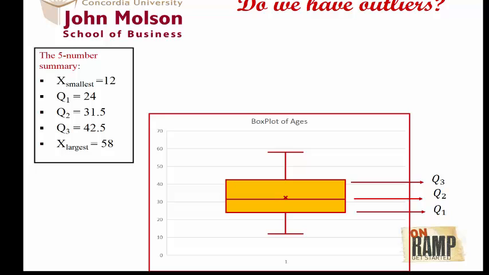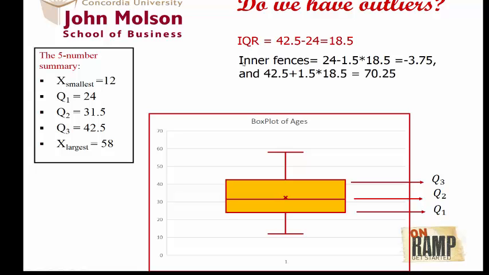Let us see in an example what happens. This is the box plot for our cinema attendance. We need to find my interquartile range: 42.5 minus 24, I have 18.5. Let us build my inner fence. On the lower side, I take Q1, this is my 24 here, minus 1.5 times the interquartile range, which gives me minus 3.75. Let us build it on the other side. It's Q3, 42.5 plus 1.5 times the interquartile range, which is 70.25.